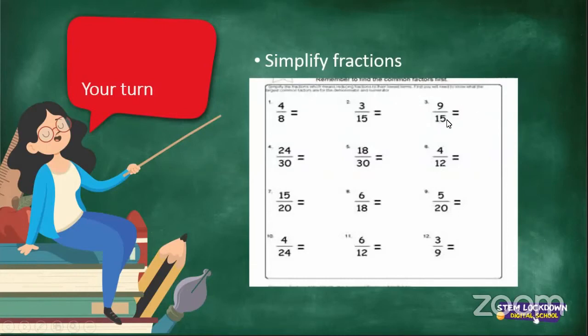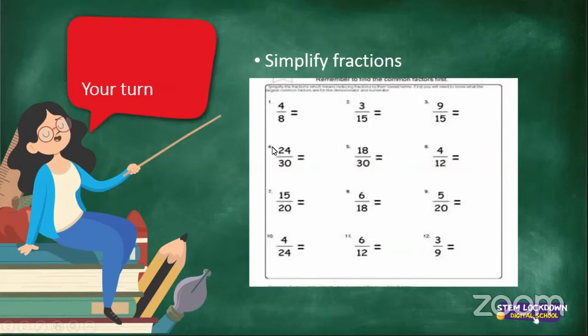Next, 9 over 15. We'll use 3 again, because 3 can divide 9 and 15, so we'll have 3 over 5. The simplified answer will be 3 over 5.